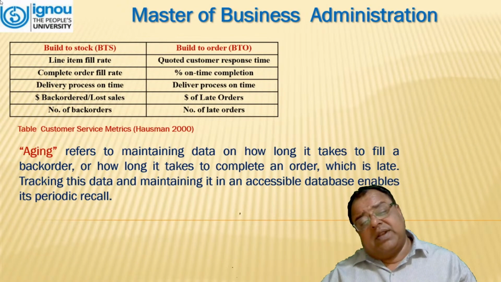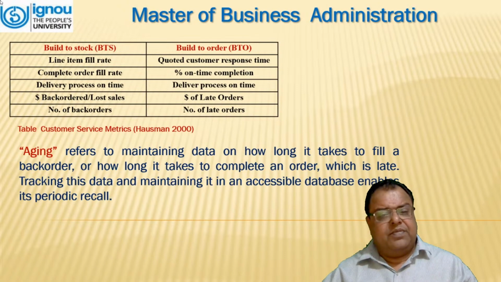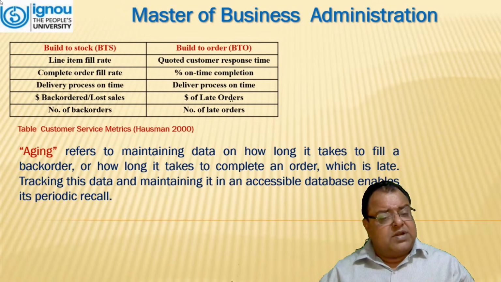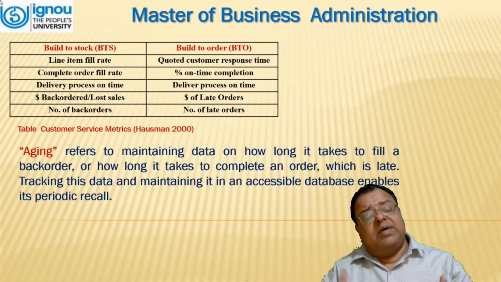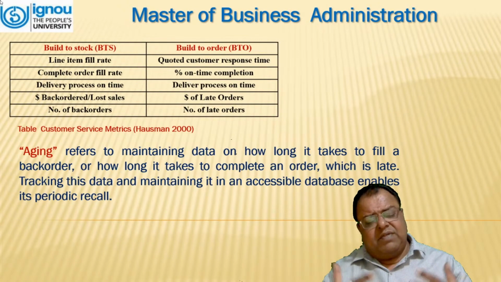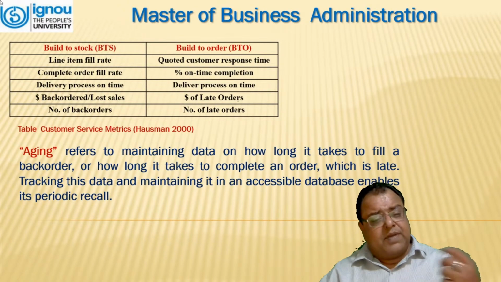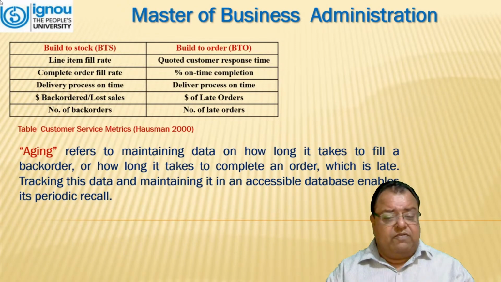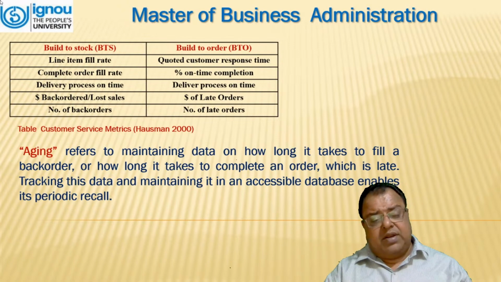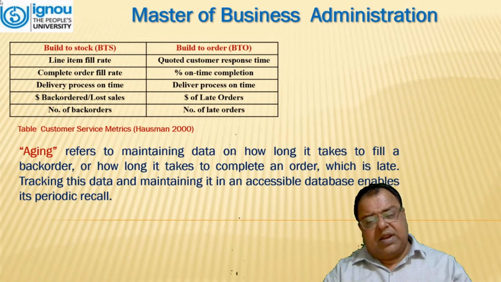And if we talk in terms of build to order, there is quoted customer response time, percentage on-time completion, delivery process on time, dollar value of late orders, and number of late orders. So you can see the difference between build to stock and build to order in terms of supply chain. Aging refers to maintaining data on how long it takes to fill a back order, or how long it takes to complete an order which is late.